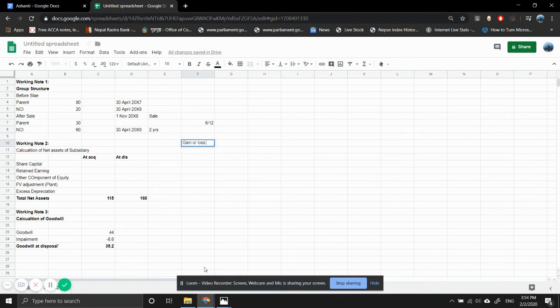Okay, good. So let's calculate the gain or loss on disposal. Disposal proceeds, fair value of retained interest, and then fair value of retained interest, right?